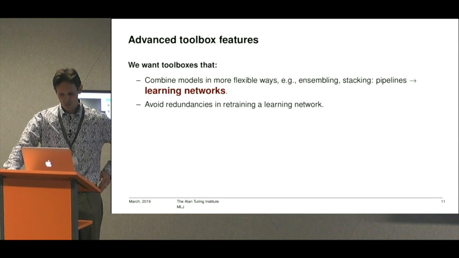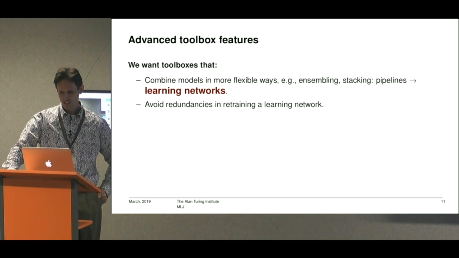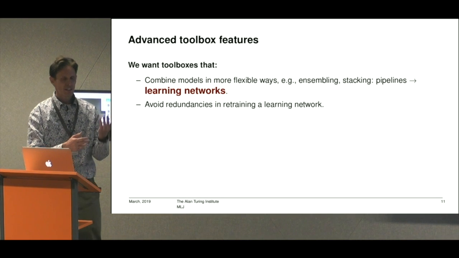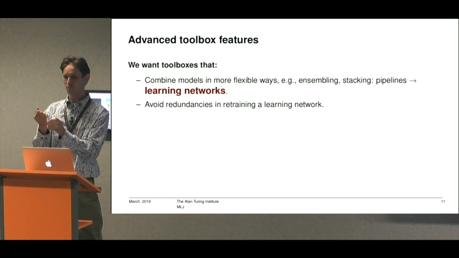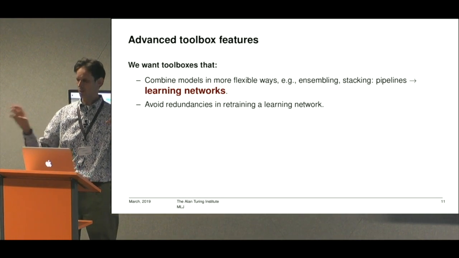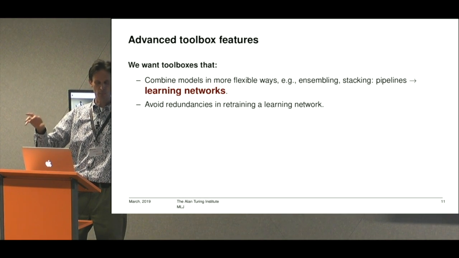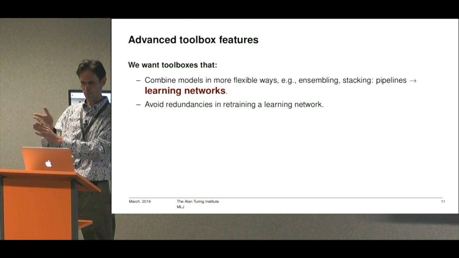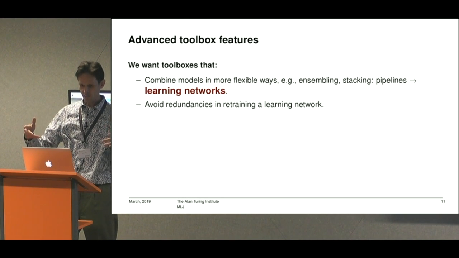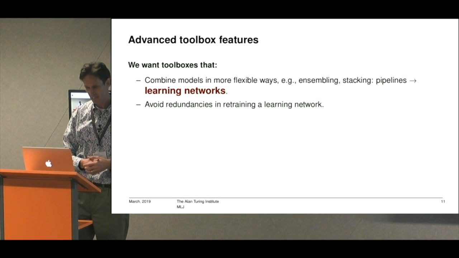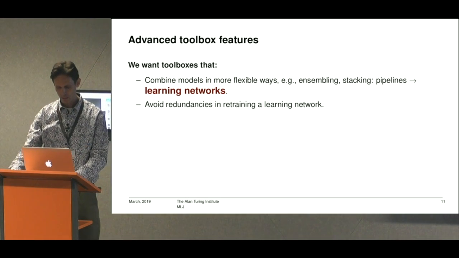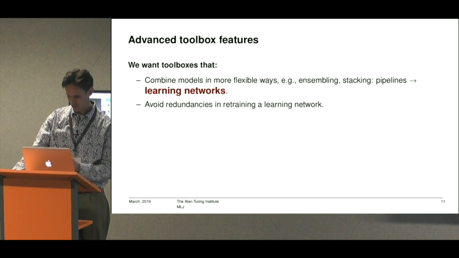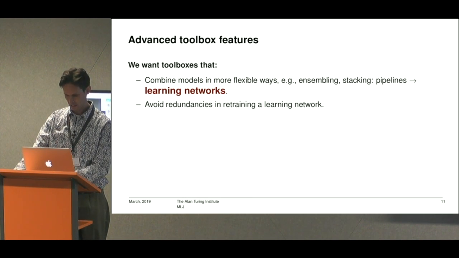Another thing we'd like to do is avoid the redundancies in retraining a learning network or pipeline. Sometimes you have different parts in your pipeline, you connect them all together, and then you make a change in one of the components that may not actually affect things upstream of it, but typically you have to run the whole pipeline, or many parts of the pipeline all through, even though it's not necessary. So your pipelines want to be cleverer than that.